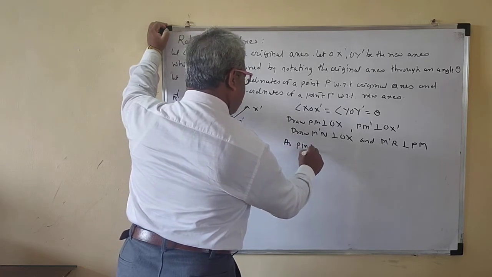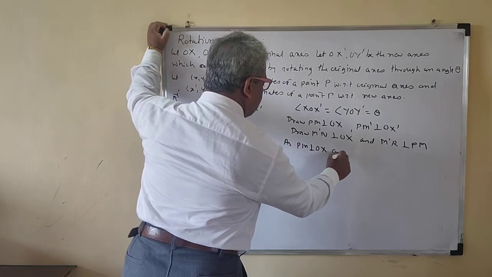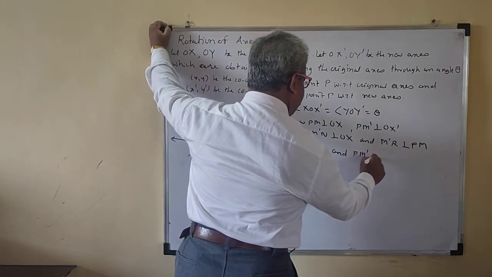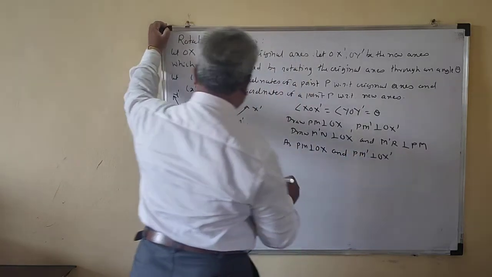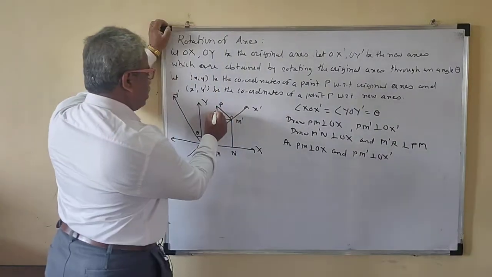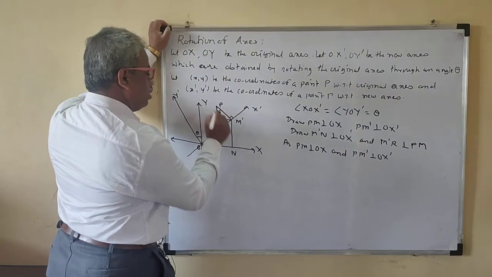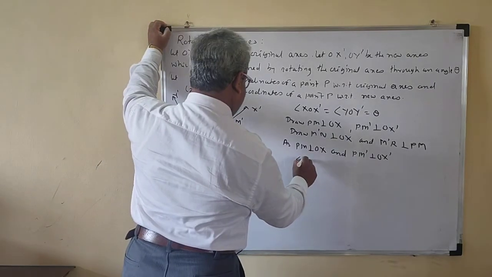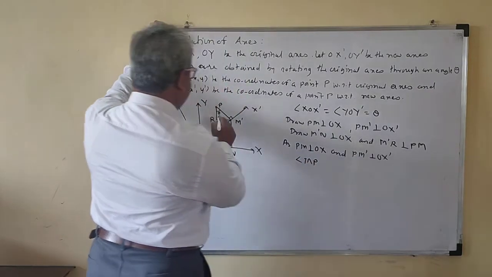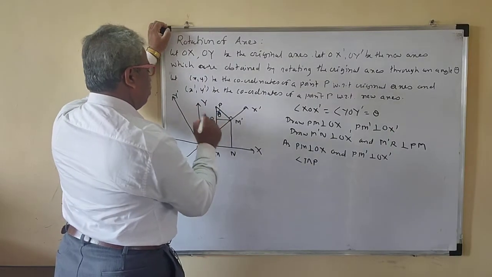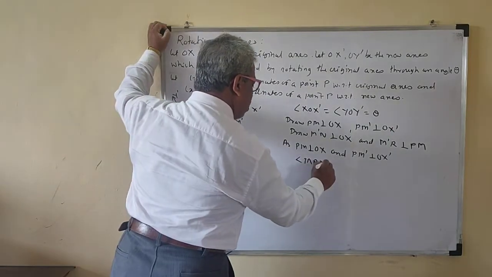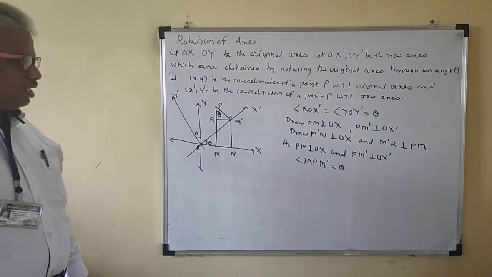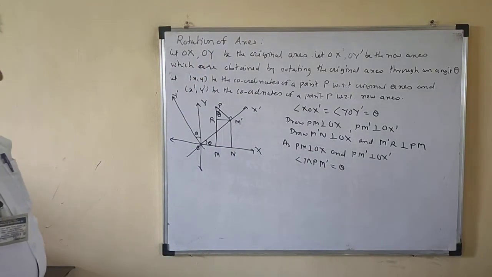As PM is perpendicular to OX and PM prime is perpendicular to OX prime, this angle is also theta. This angle is theta. So angle MPM prime is theta.